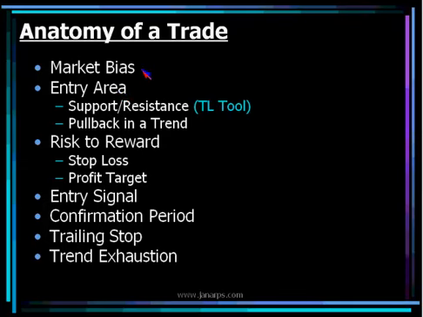Once you have a market bias, you're going to be able to identify an area in which you want to enter the trade. And that's usually going to be close to support and resistance, which gives you a low-risk entry opportunity, or you're going to identify a pullback in a trend, which gives you, again, a low-risk entry if the pullback actually stays a pullback instead of a reversal.